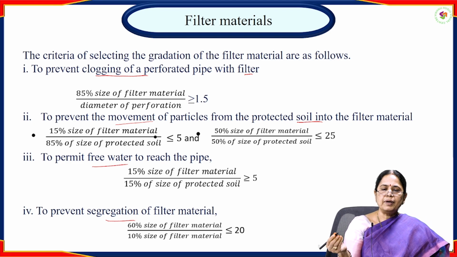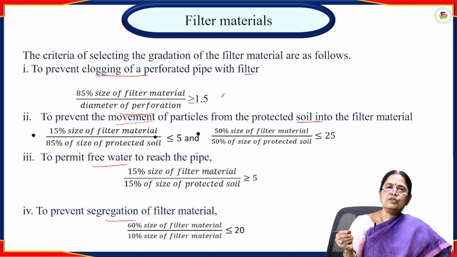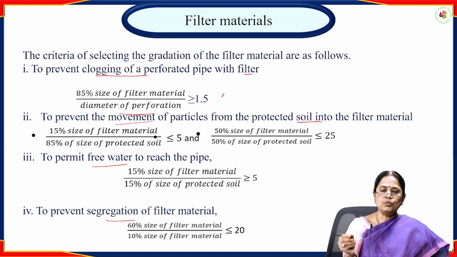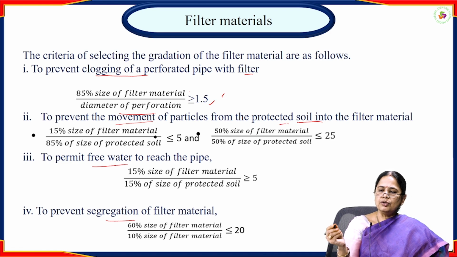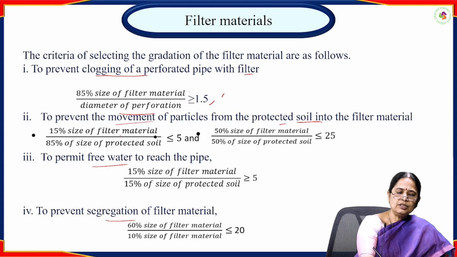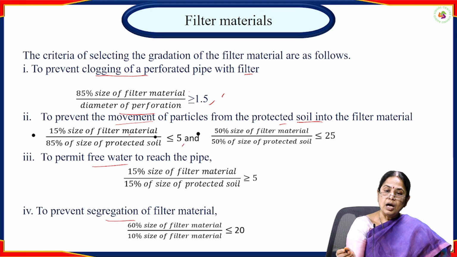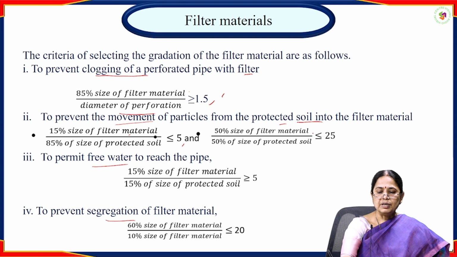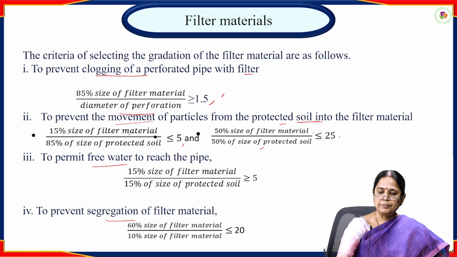To prevent clogging of the perforated pipe with the filter material, the condition to be satisfied is that the 85% size of filter material divided by the diameter of the perforation should be greater than or equal to 1.5. To prevent movement of particles from the protected soil into the filter material, the 15% size of filter material divided by the 85% size of protected soil should be less than or equal to 5, and the 50% size of filter material divided by the 50% size of protected soil should be less than or equal to 25.